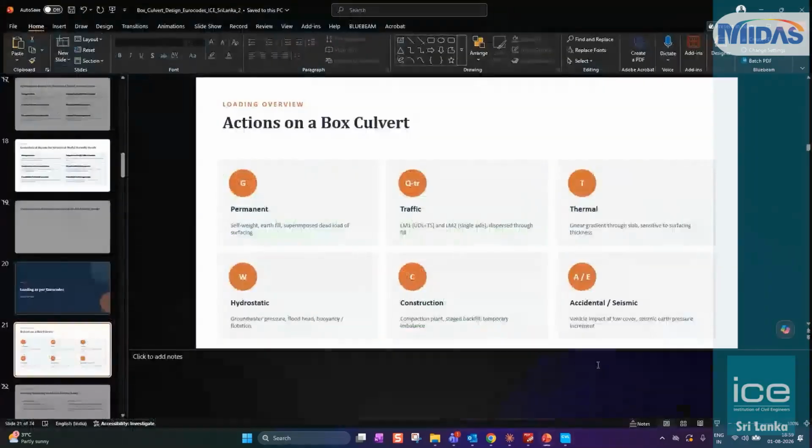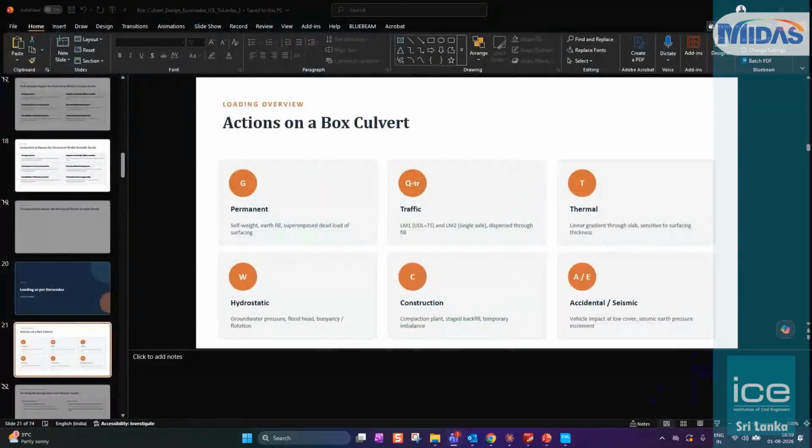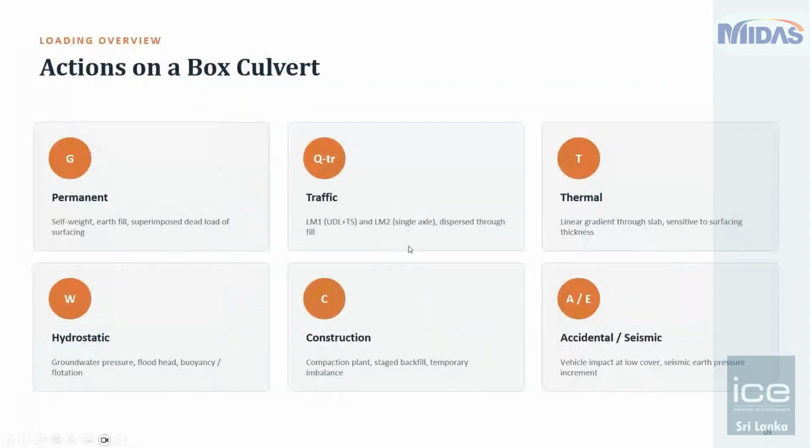I'll share my screen back. Okay, so actions on box culverts would be of permanent nature, and then you'll have variable action, you have thermal action, you have a hydrostatic action, construction loads, and accidental or seismic loads, right? The permanent action arises from self-weight and your earth pressure. Of course, earth pressure has different components of surcharges as well, some arising from permanent load and some arising from your variable action or the traffic loads. So live load surcharges and dead load surcharges are to be applied differently, right?